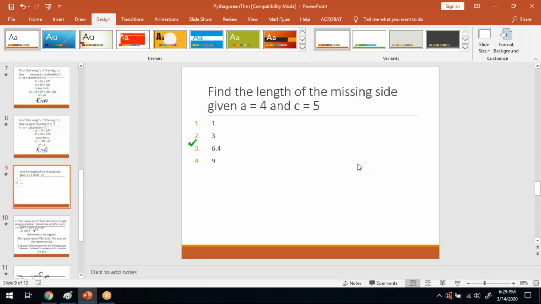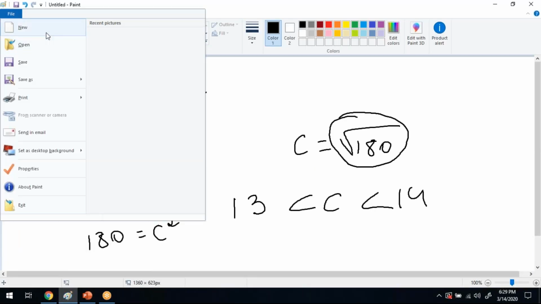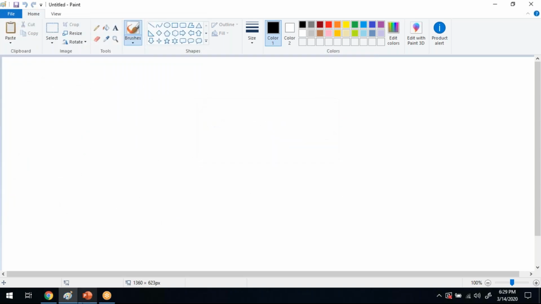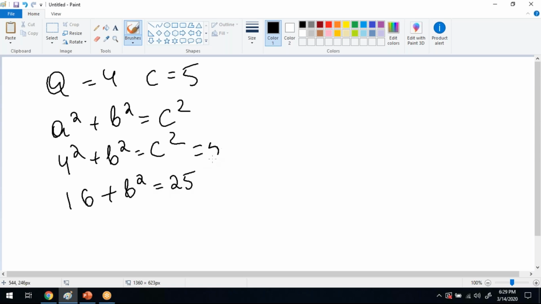Let's do one more together. A is 4 and C is 5. A squared plus B squared equals C squared. So 4 squared plus B squared equals 5 squared. 16 plus B squared equals 25. Sorry, I should have written here 5 squared. B squared equals 9. B is 3.